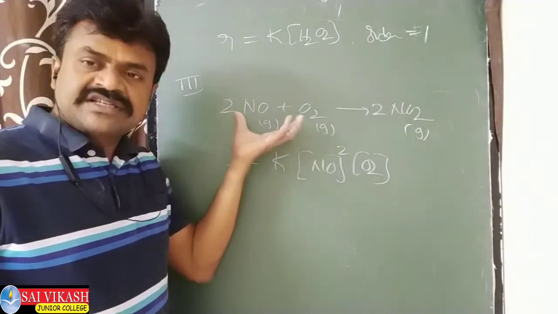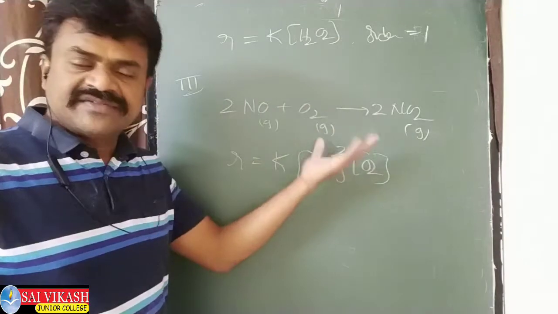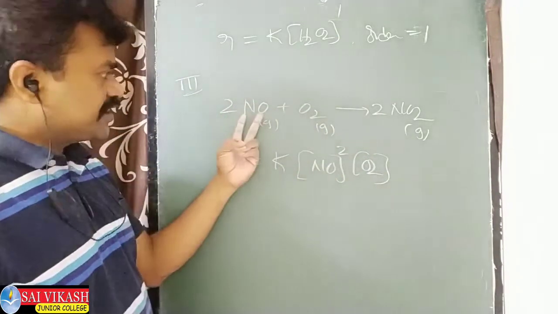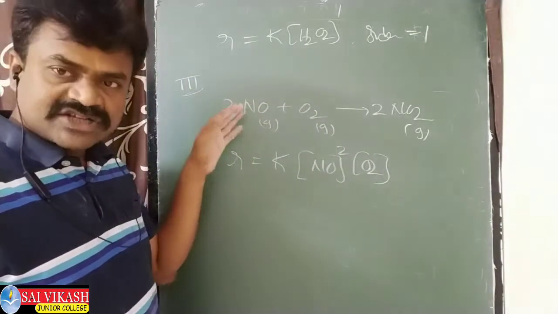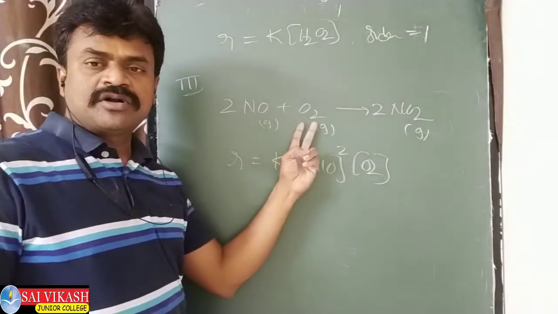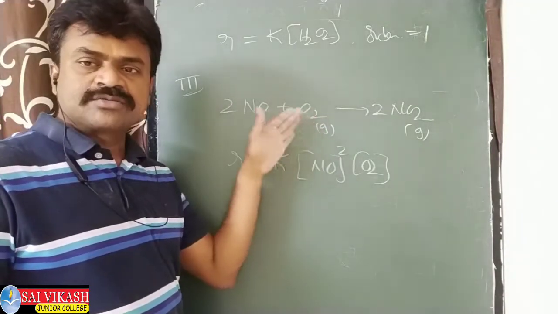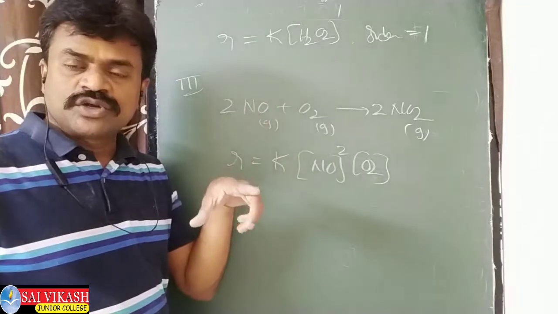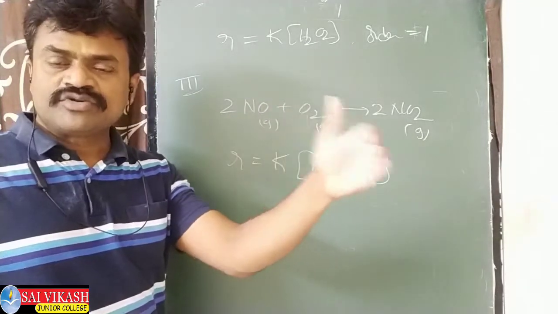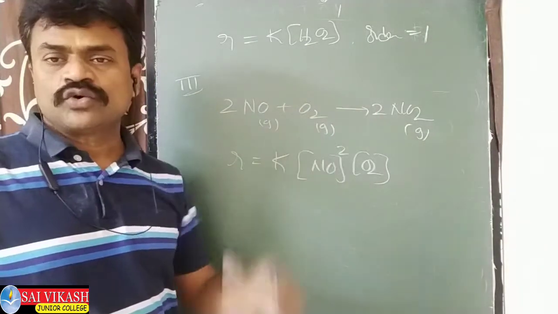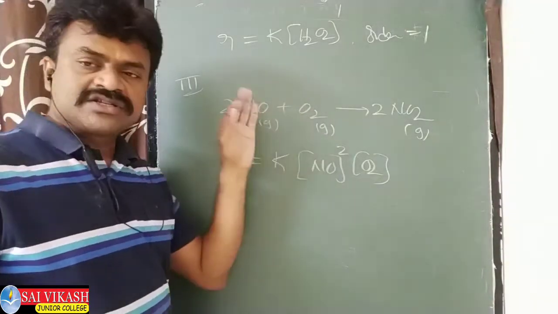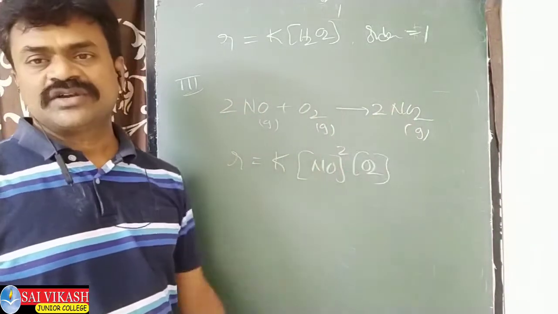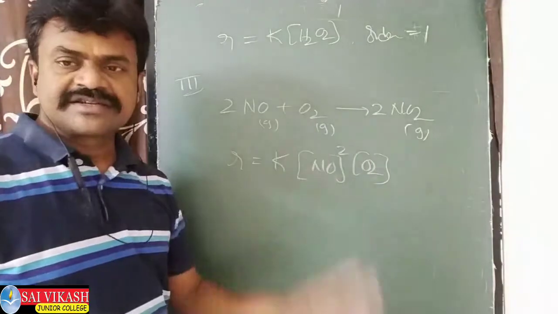So this is the slowest step of the reaction. They will give. Yes, it is slow only. Why? In NO there is a covalent bond, it has to break the bond. O double bond O also is there, it also has to break the bond. So I already told you, if more covalent compounds are there, that reaction will be slow only. So these are all slow moving reactions only. Slowest step only is going on here.